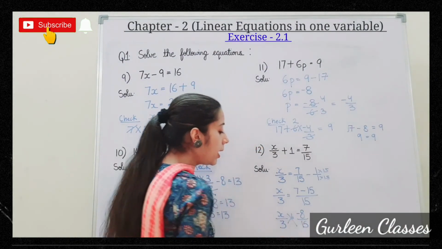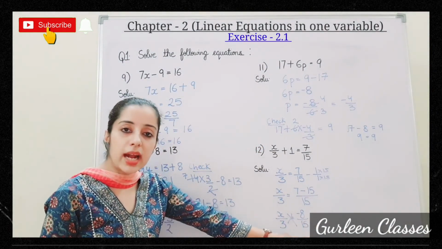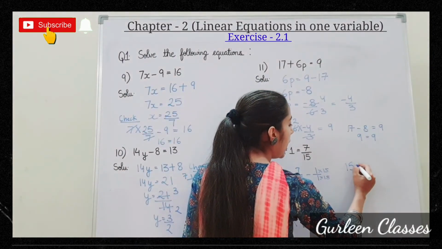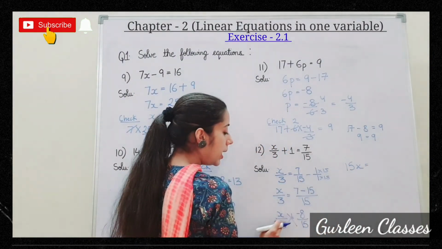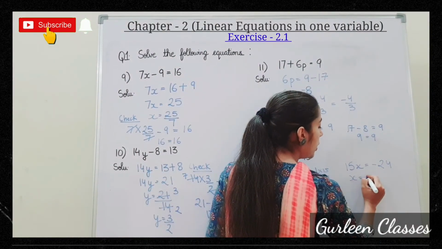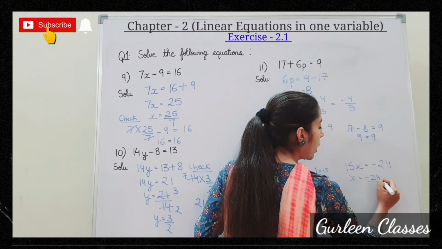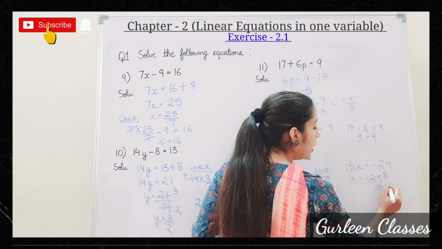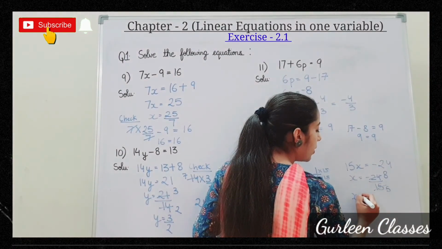Cross multiply. So x into 15, that will be 15x. So right here 15x is equal to minus 8 3s are 24. So x is equal to minus 24 upon 15. Divide, 3 8s are 24, 3 5s are 15. So value of x is minus 8 upon 5.